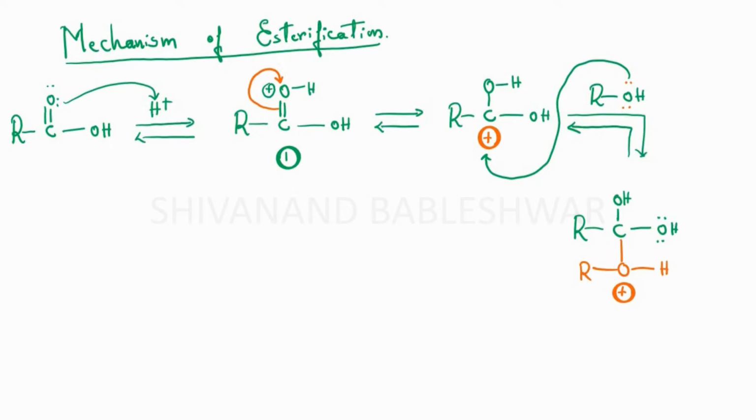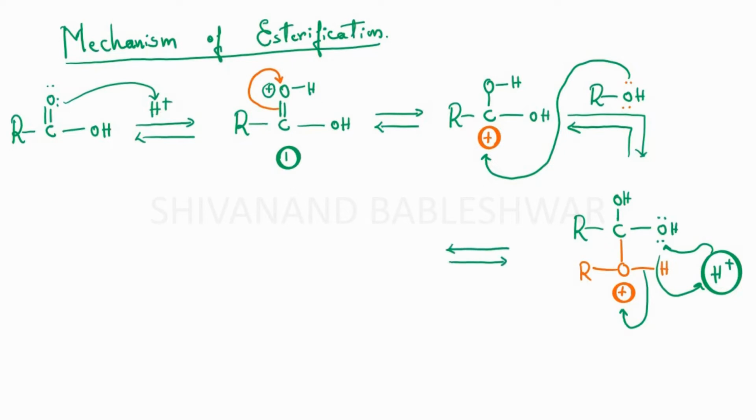In order to compensate that positive charge, it has to be removed. So here the bonding electrons move towards this oxygen atom. Then this H is expelled in the form of H plus, and this H plus is now taken by this lone pair of electrons. So therefore I can write one more intermediate here.